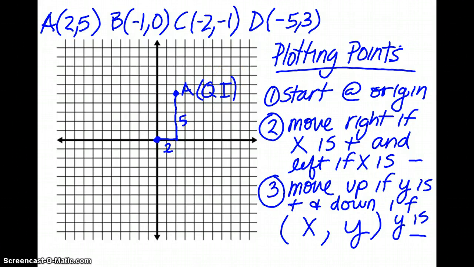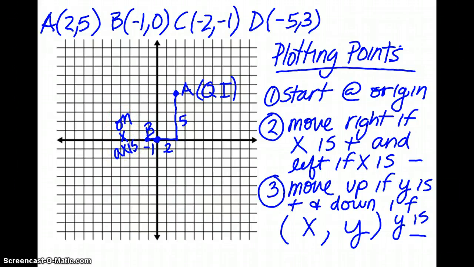Point B, again, start at the origin to get to point B. Negative 1 is the value of x, so that tells us to move left 1. So that's negative 1. And then we just stay there. We're not moving anywhere up or down. So that's actually point B right there. And the location isn't in any of the quadrants. It's actually on the x-axis.